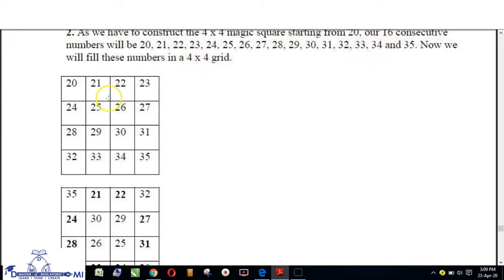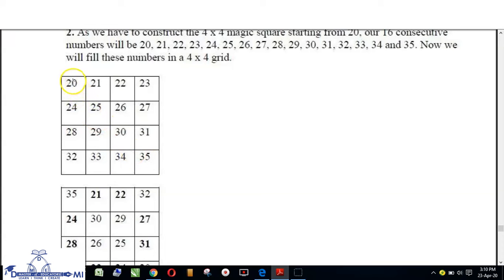Now we will fill these numbers in a 4 cross 4 grid. So write in the first row 20, 21, 22, 23. In the second row we will write 24, 25, 26, 27. In the third row we will write 28, 29, 30, 31. In the fourth row we will write 32, 33, 34 and 35. And we know how to do the second step now.